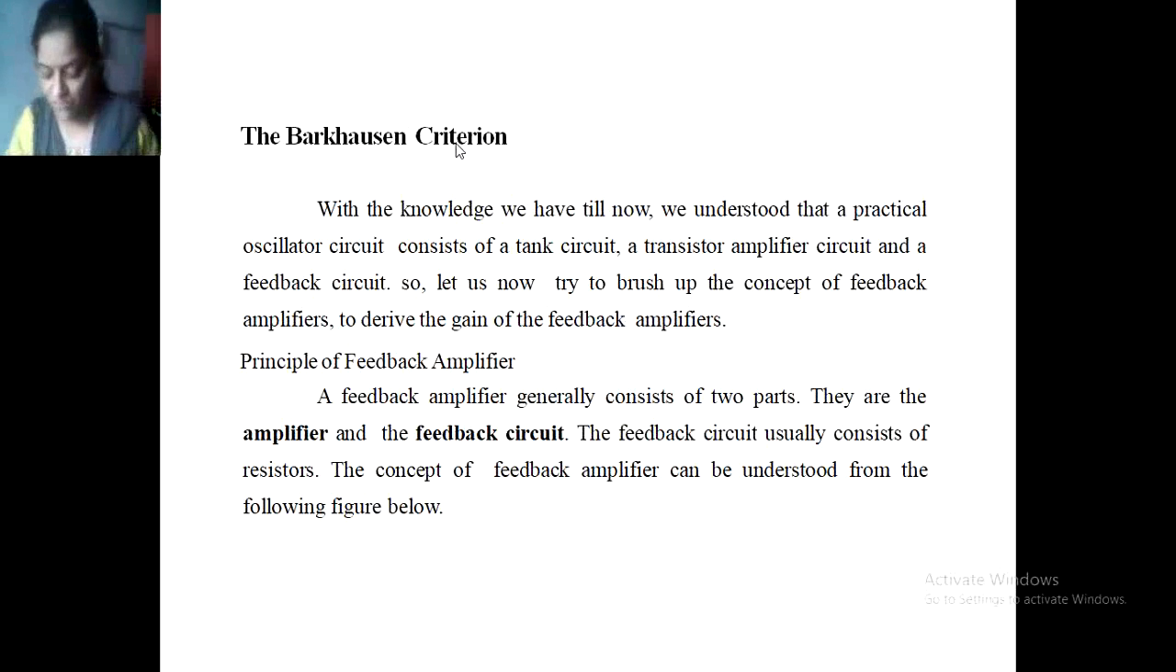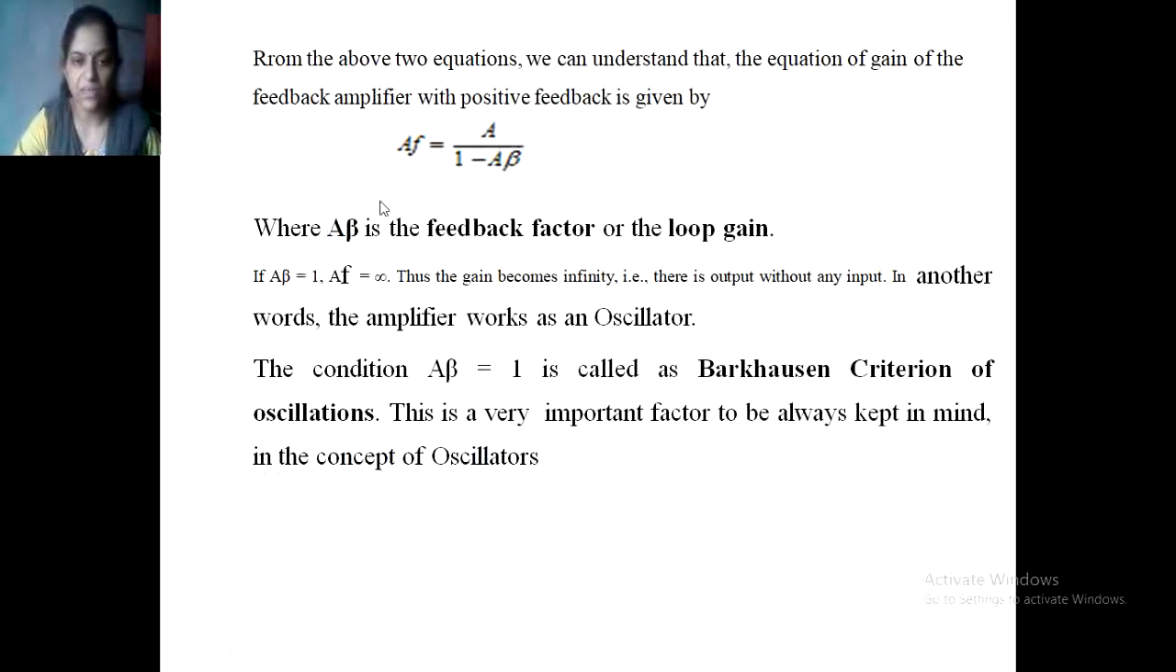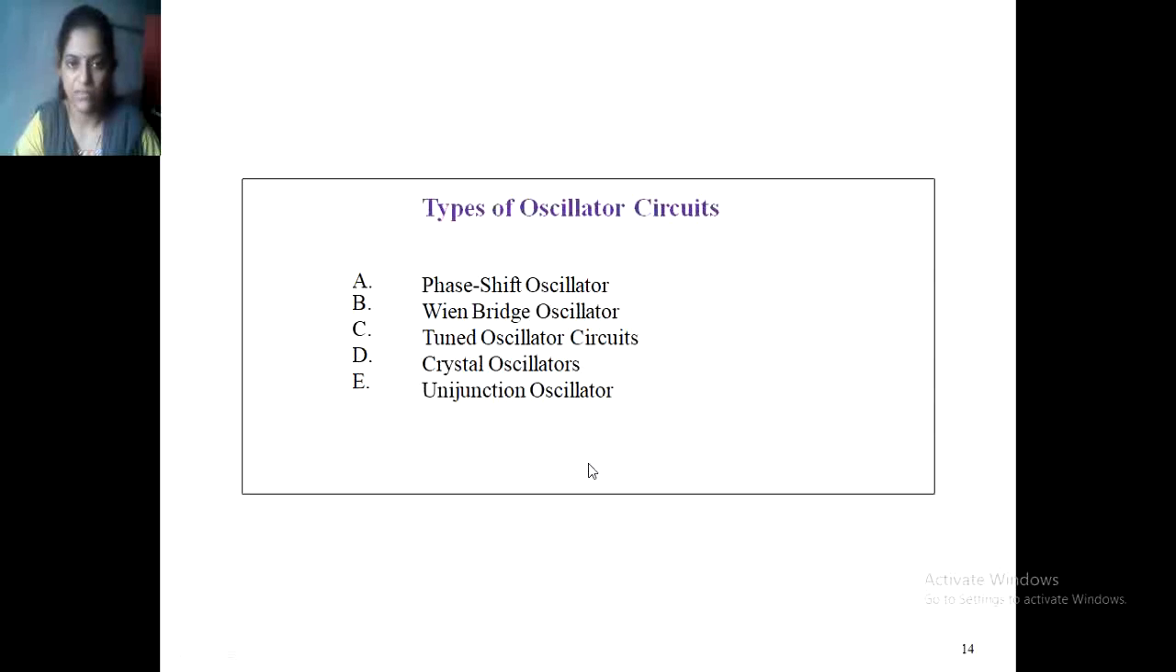Then we have seen the Barkhausen criteria for the oscillatory circuit. So what is the Barkhausen criteria? That is nothing but the product of the amplifier gain and the feedback factor should be 1. That is the Barkhausen criteria of an oscillator.